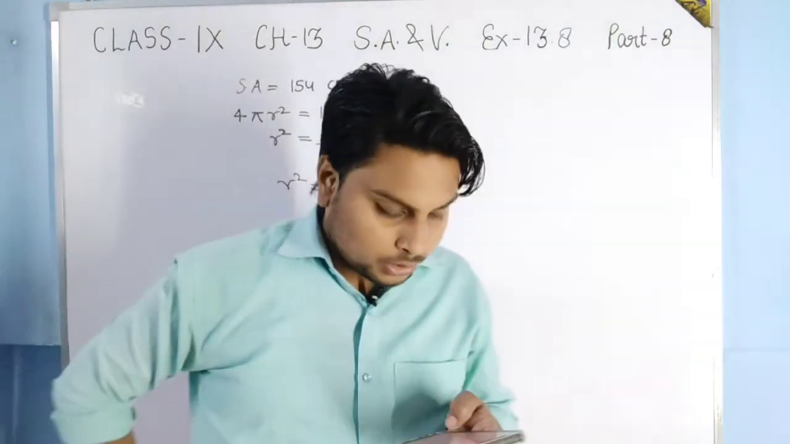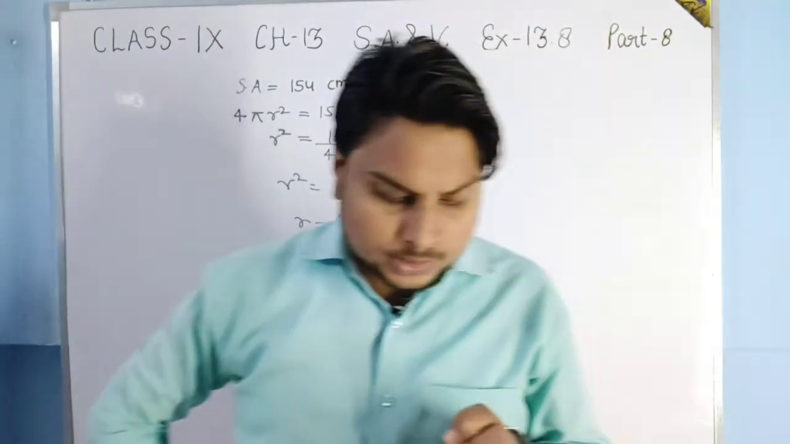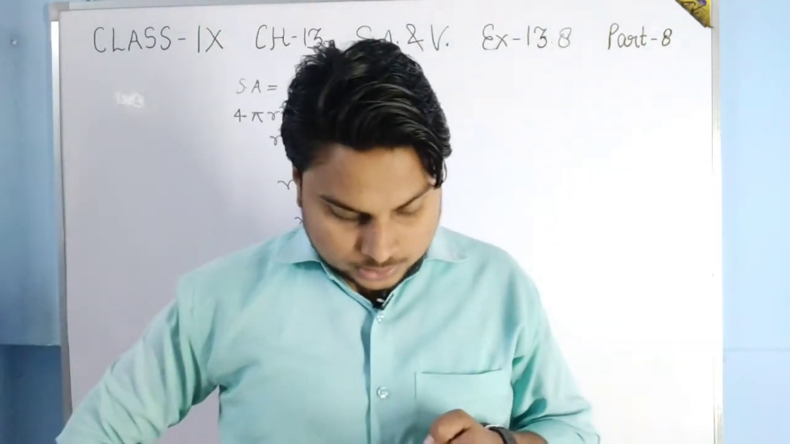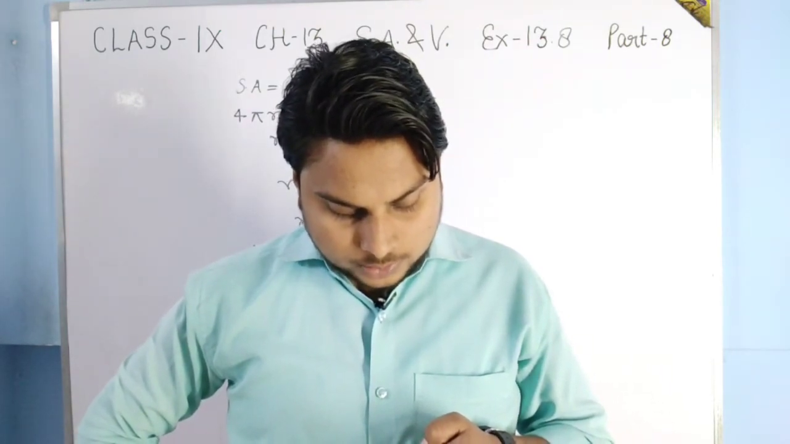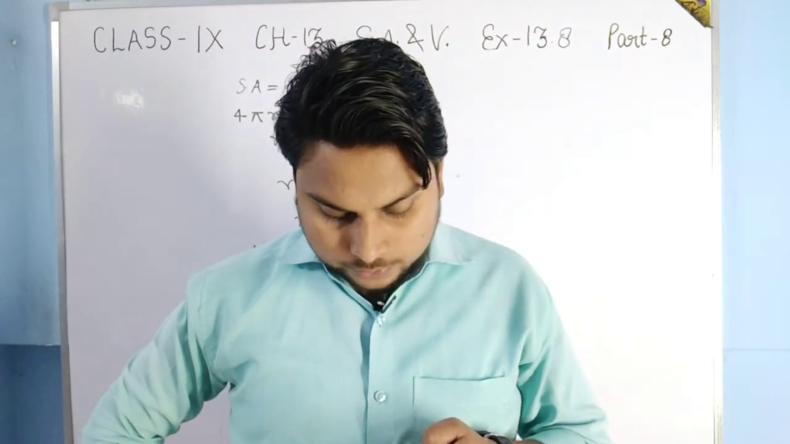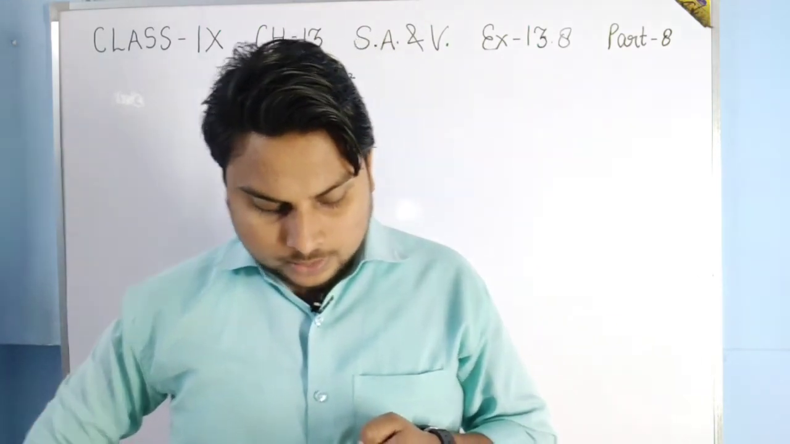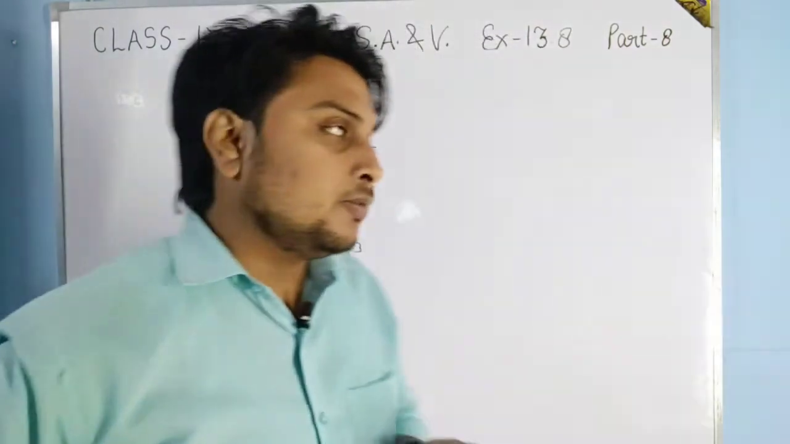Coming to the next question. Next question is question number 8. A dome of a building is in the form of a hemisphere. From inside it was whitewashed at the cost of 498.96. If the cost of whitewashing is rupees 2 per square meter, find the inner surface area of the dome and the volume of the inside of the dome.